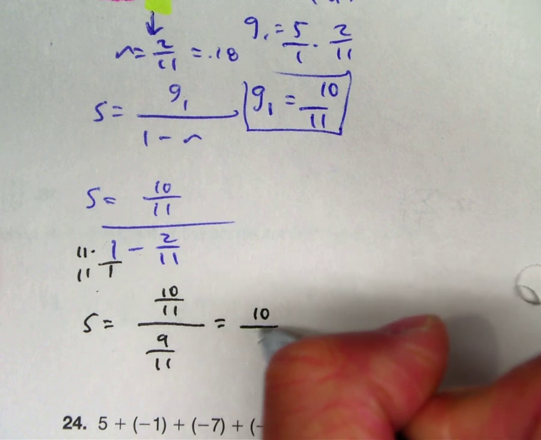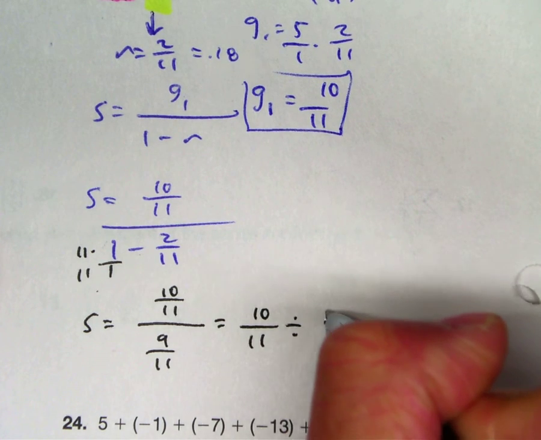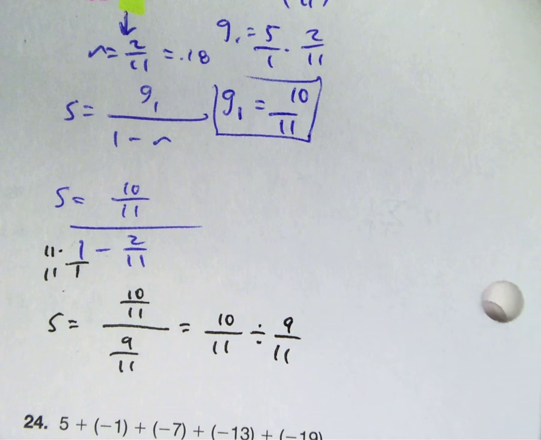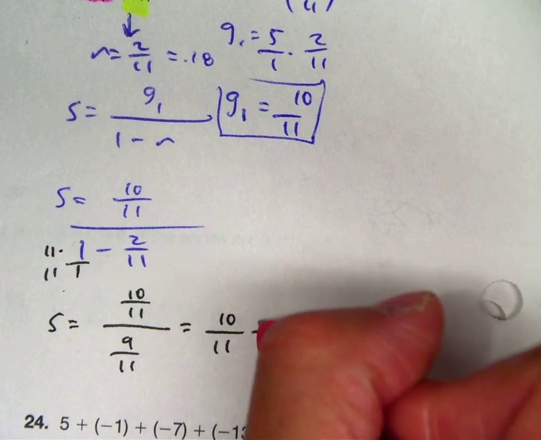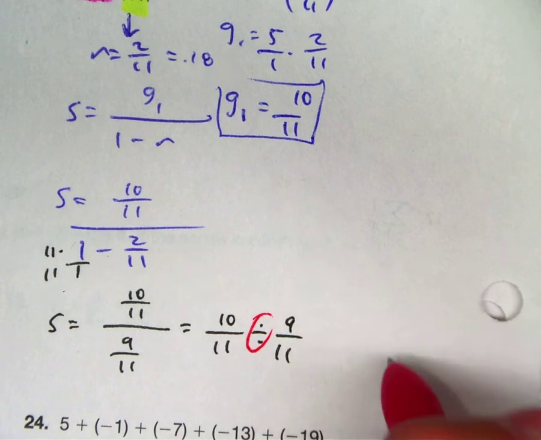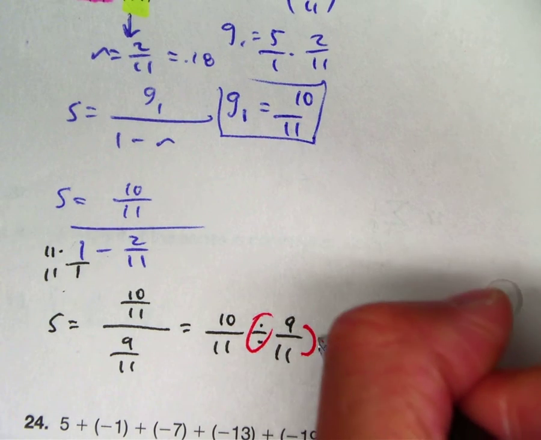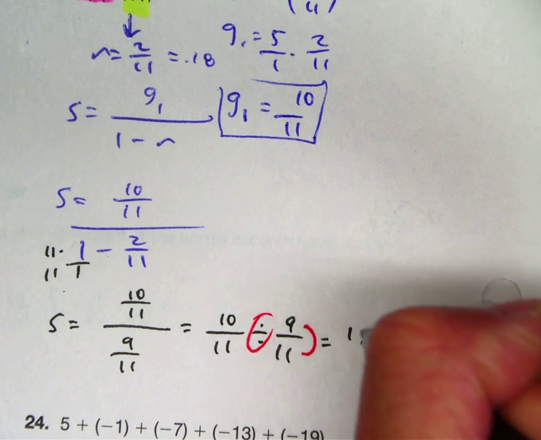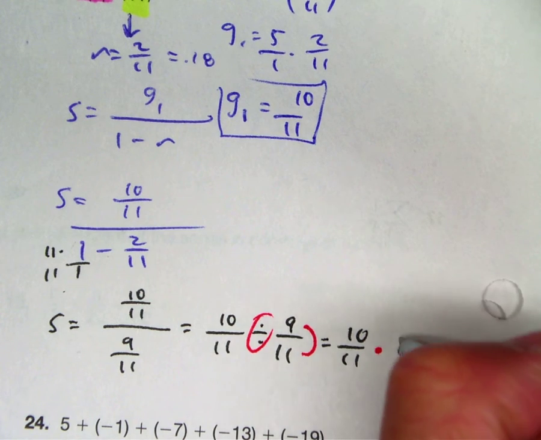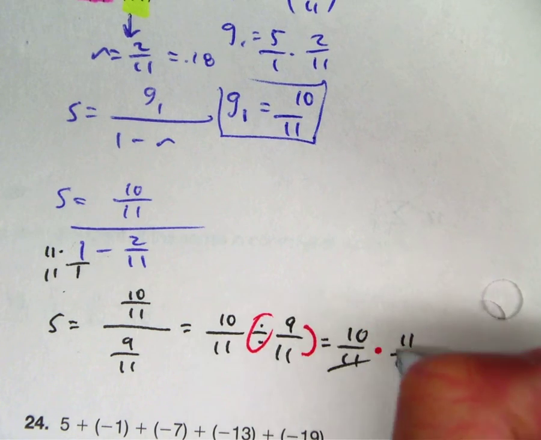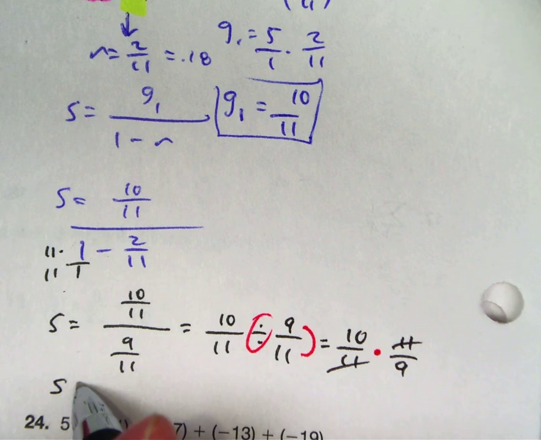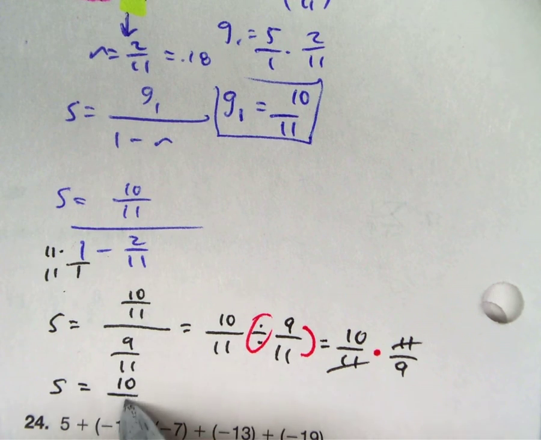You take that sideways. What happens to the division sign? And you flip it, which gives you what? 10 11ths times 11 9ths. Then we get a sum that is 10 over 9.